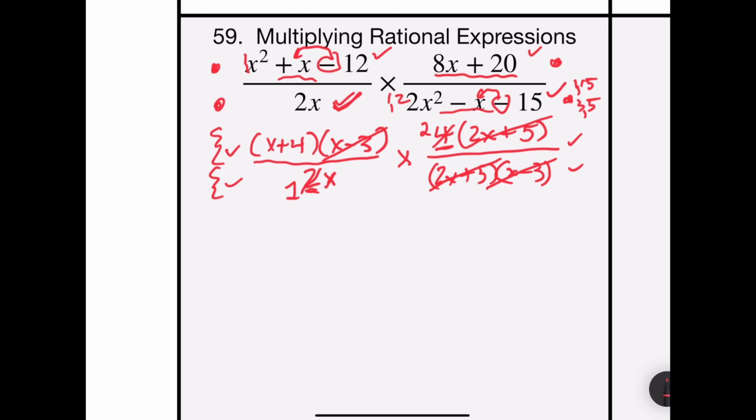Now that I've reduced everything, all I have to do is multiply across the top and multiply across the bottom. So x plus 4 times 2 will give me 2 times x plus 4. In the denominator, I just have 1 times x, which would be x. And so my answer is 2 times x plus 4 over x.